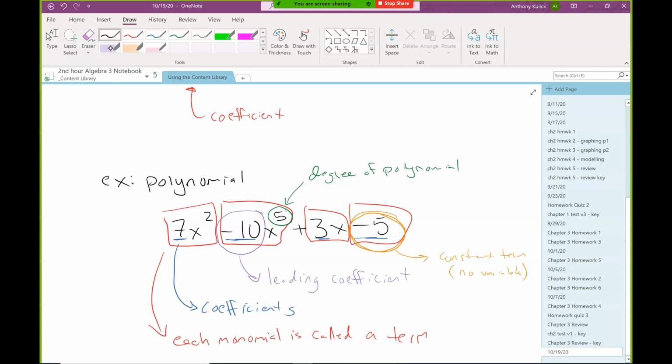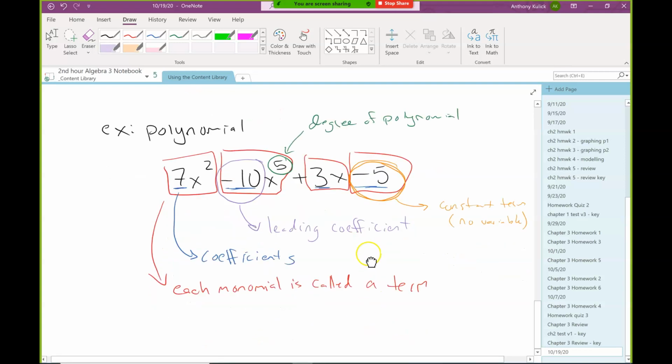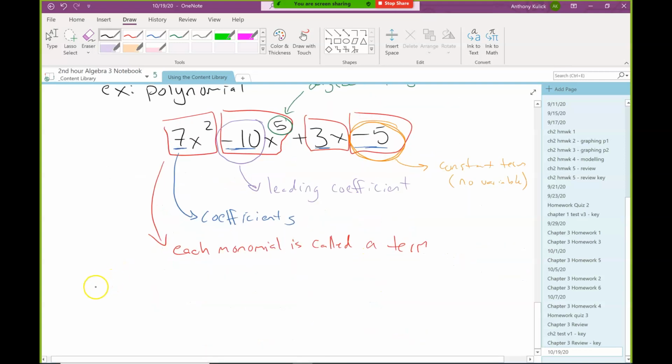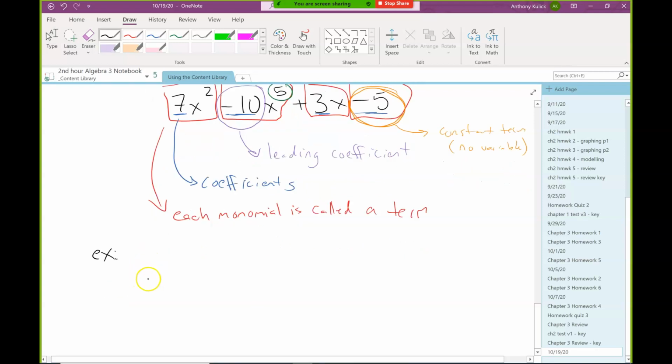Okay. Jack? Is there always going to be a constant term? Yes. We'll see why in a second. Sound good? So I'm just going to give you the polynomial and then ask you to identify some of these parts for it, okay?